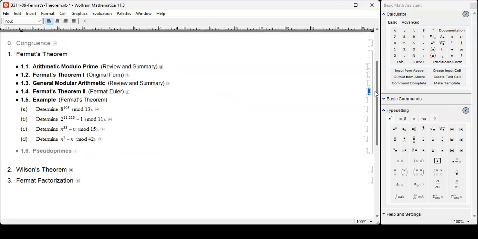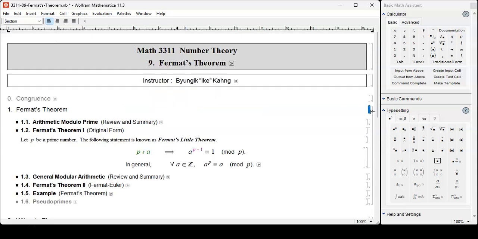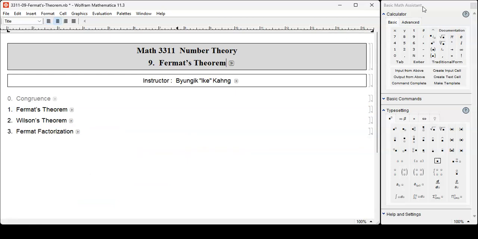We didn't do the proof yet, but we went through a couple of exercises regarding Fermat's theorem. As for Fermat's theorem, yeah, that's what we are doing basically. Okay, let's stop here. See you soon with next example problems.